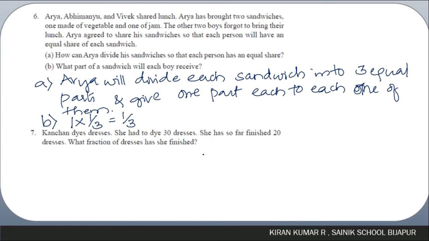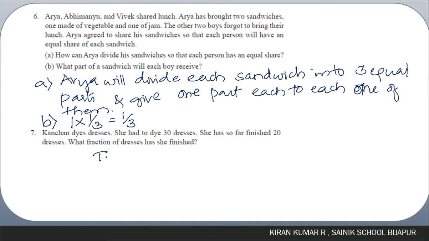Question number 7. Kanchan dyes dresses. She had to dye 30 dresses. She has so far finished 20 dresses. What fraction of dresses she has finished?